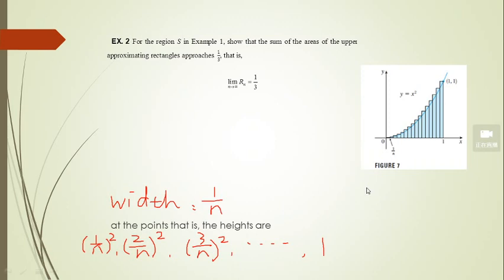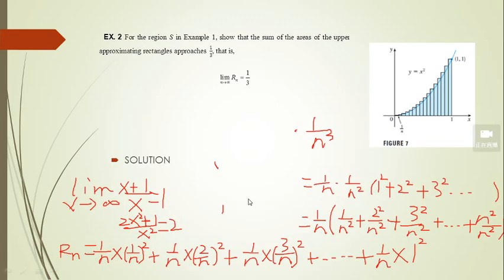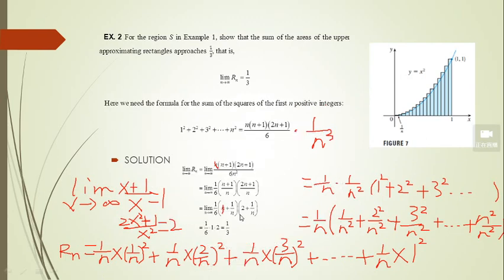Okay, that is 1/3. By the way, there is a typo here. This part is not n plus 1 over n. It's 1 plus. Just a typo.